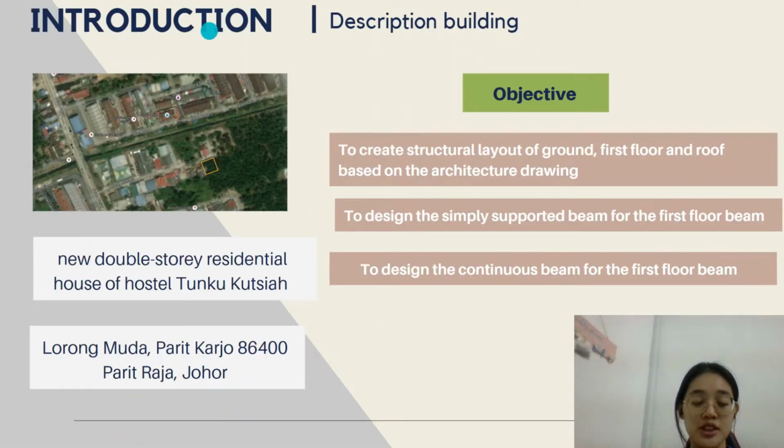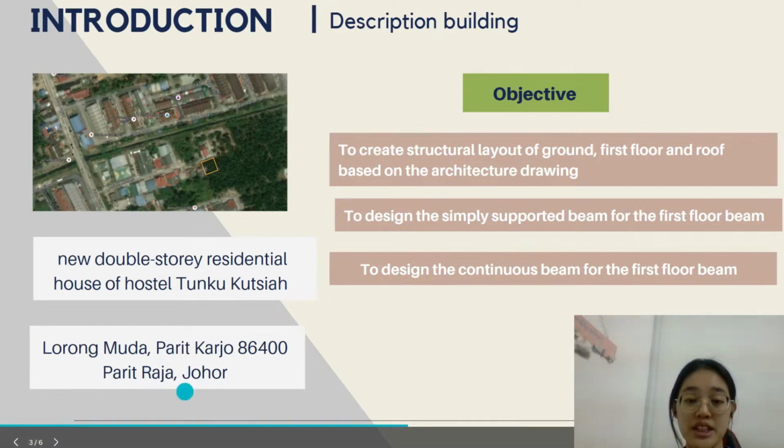So first is the introduction and description of the building. We plan to design a new double-storey residential house for the hostel named Tunku Kusta, and it will be located at Lorong Muda, Parit Raja, Johor.